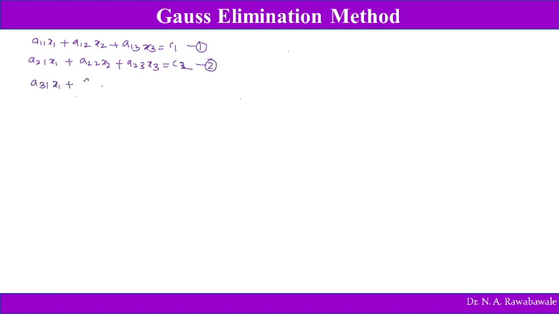so here once again we write equations a11 x1 plus of a12 x2 plus of a13 x3 is equal to c1. So this was equation number 1. a21 x1 plus of a22 x2 plus of a23 x3, which is equal to c2. Equation number 2, a31 x1 plus of a32 x2 plus of a33 x3, which is equal to c3, equation number 3.